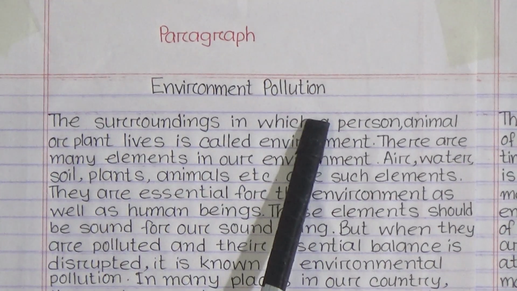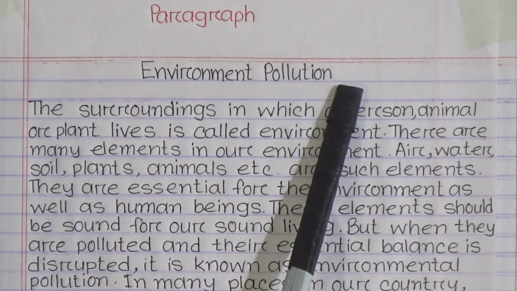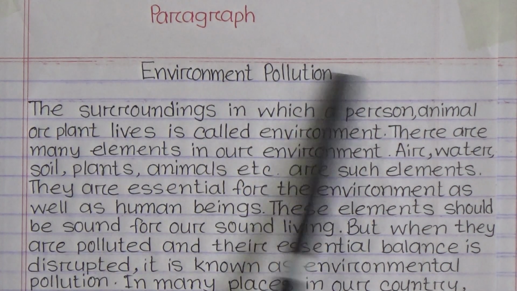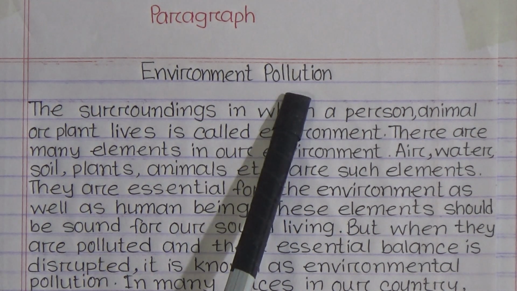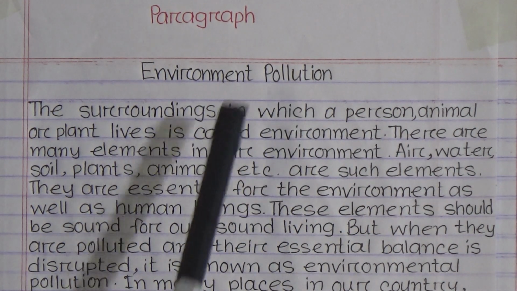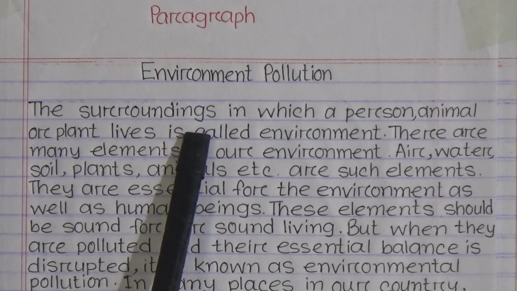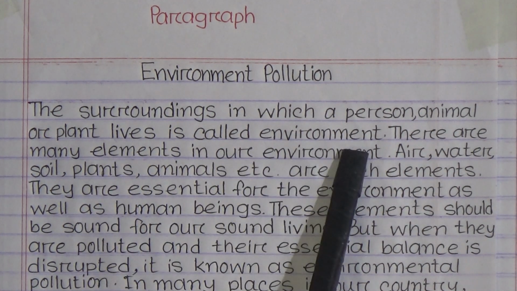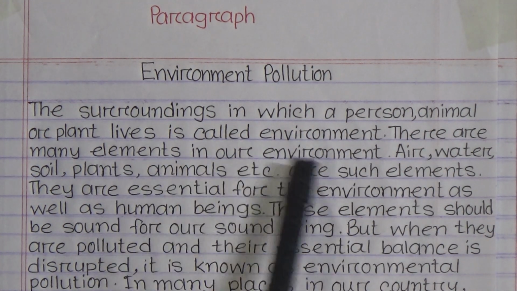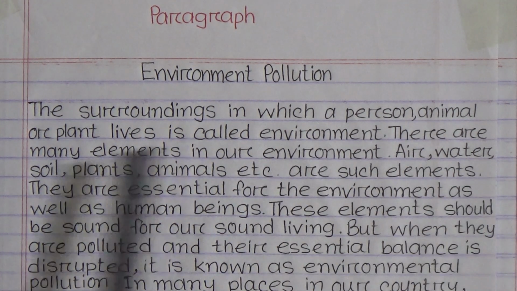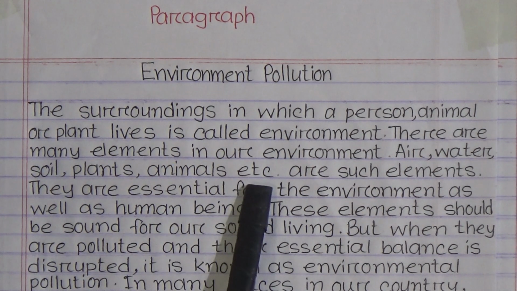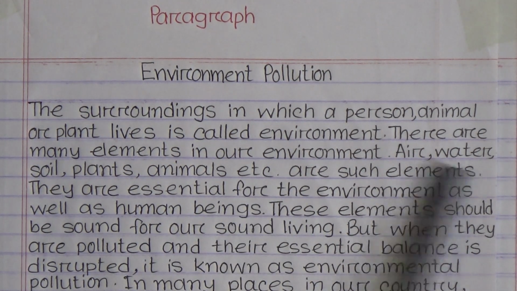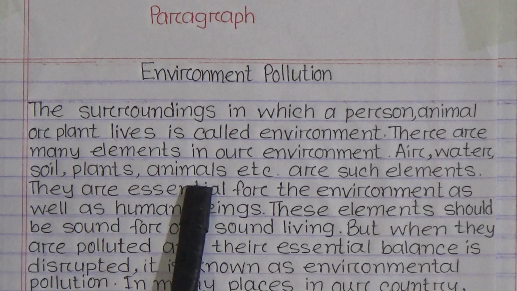Our first paragraph is environment pollution. So students, do you know what environment pollution is? It has a negative impact on our everyday life. Now I will tell you about environment pollution. The surroundings in which a person, animal or plant lives is called environment. There are many elements in our environment: air, water, soil, plants, animals, etc. So air, water, soil, plants, all are included in our environment.